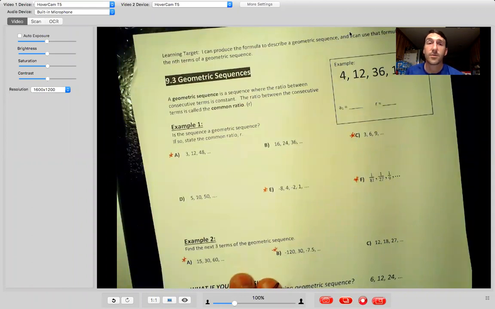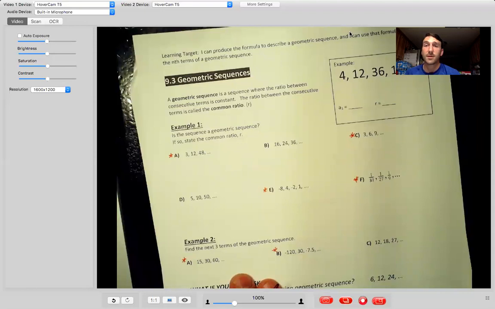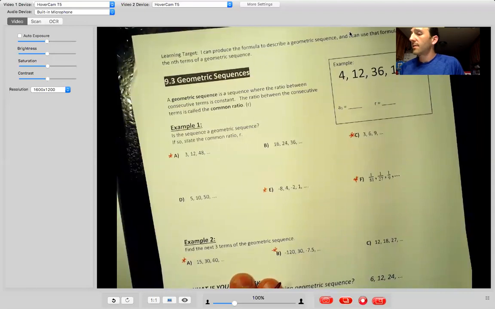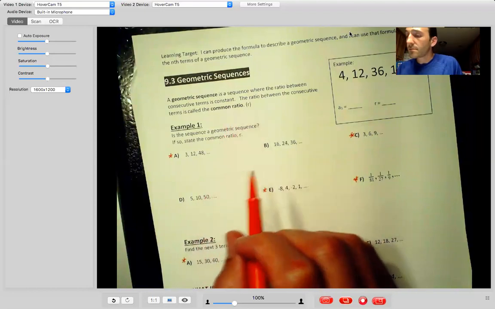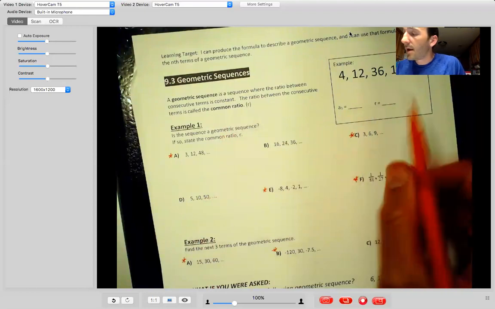Last week we talked about arithmetic sequences, which are basically linear. Today we're going to start talking about geometric sequences, which are not linear. All right, so on that note, I'll read the learning target and then we'll get to it. Learning target states that I can produce the formula to describe a geometric sequence, and I can use that formula to find the nth terms of a geometric sequence. All right, so then it states a definition here. I'll kind of skip over that, but here's an example of one.